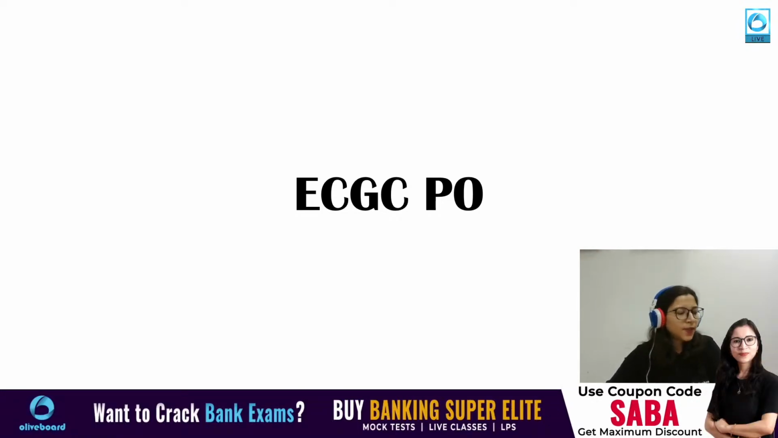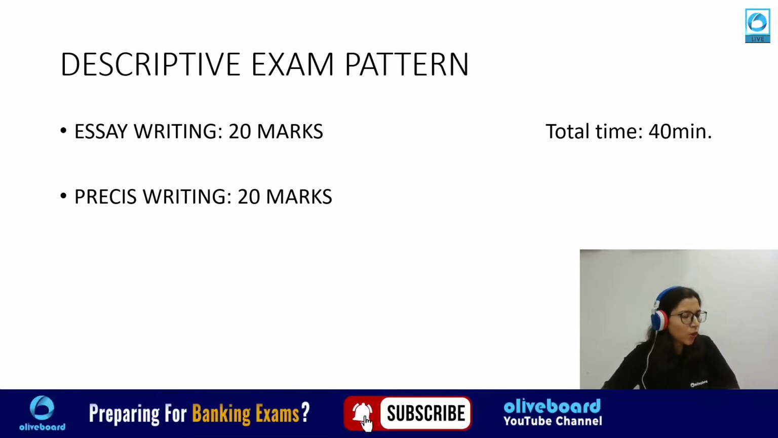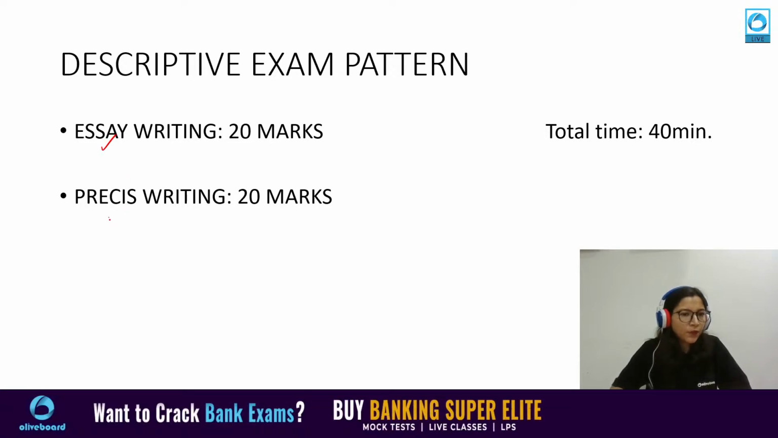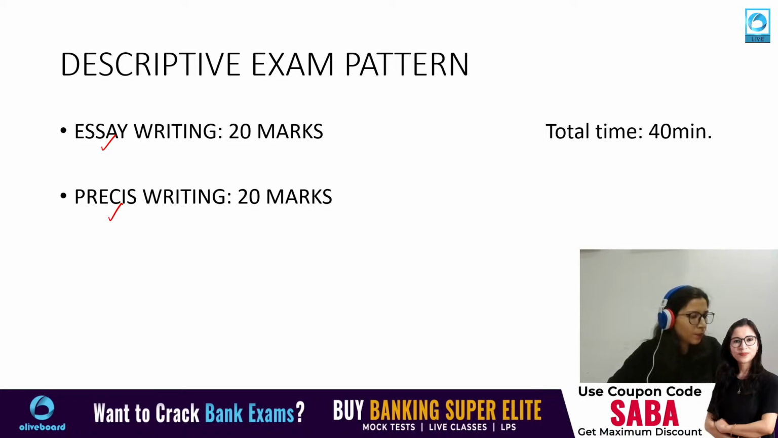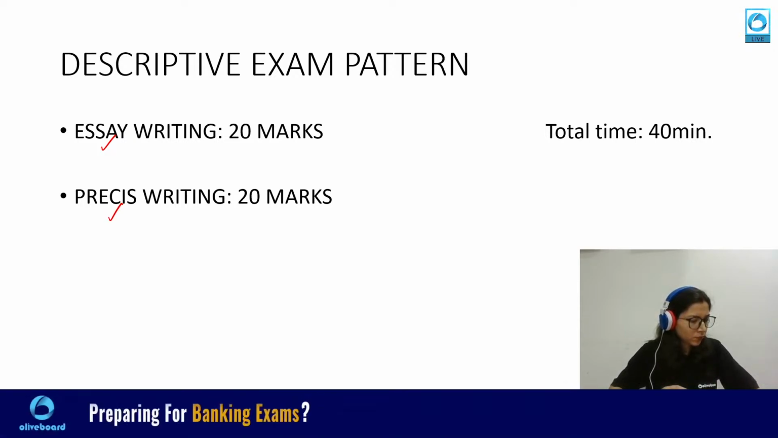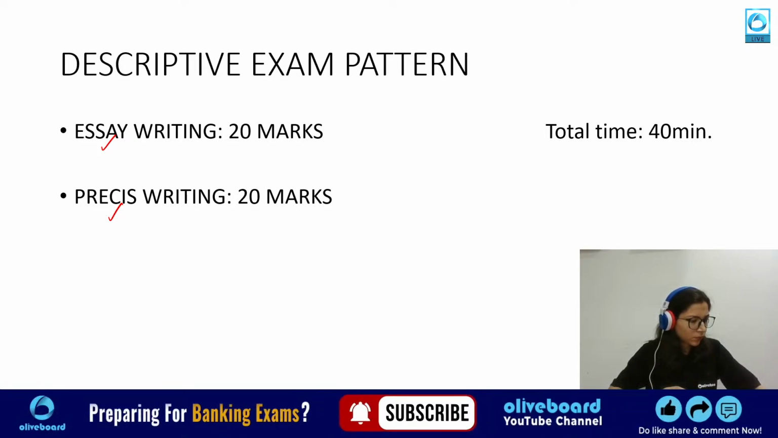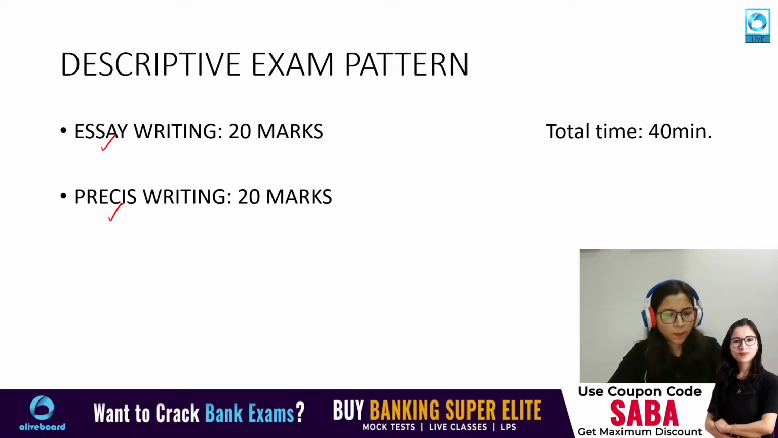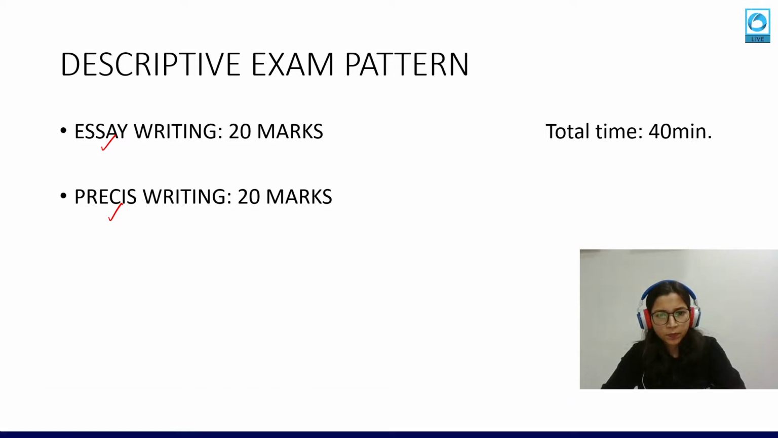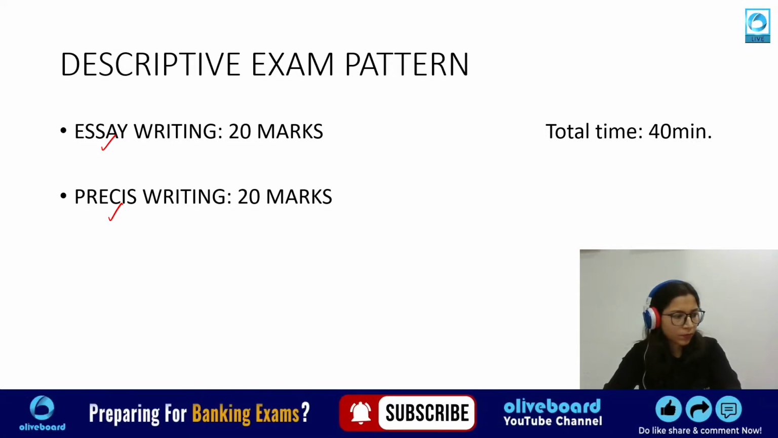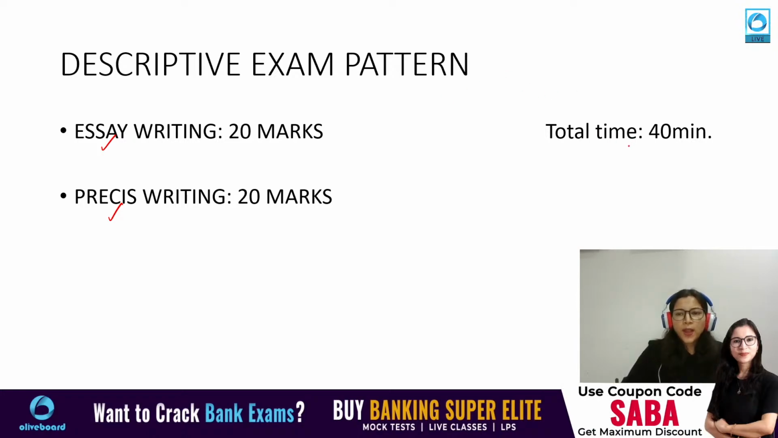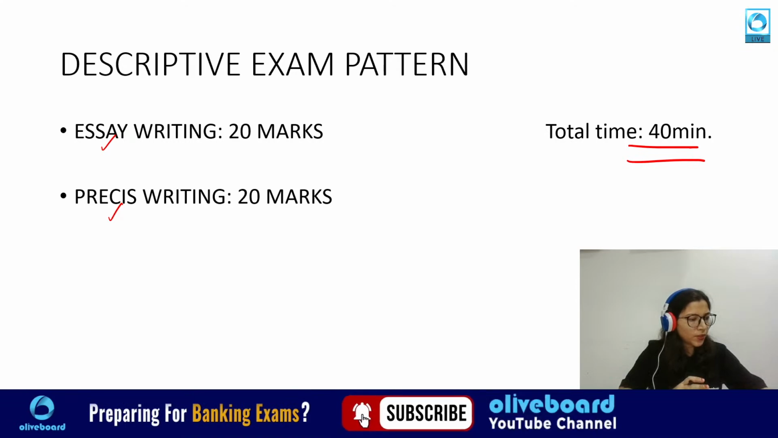So let's start. Okay. See, ECGC PO, first let me tell you the descriptive examination pattern. What is the pattern that will be asked in your examination. So you will get only two questions of descriptive, that is essay writing and Precis writing. First we will start with descriptive. And the total composite time is 40 minutes.